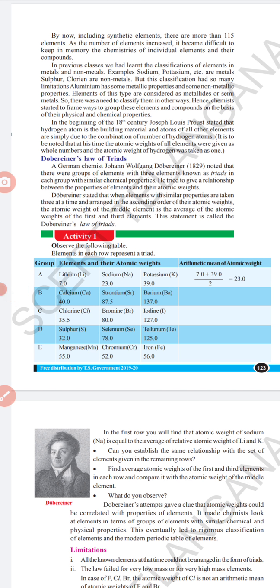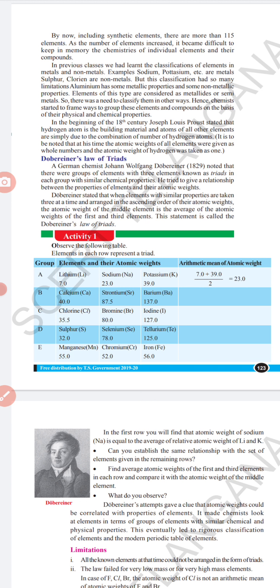So these are groups A, B, C, D and E. Calculate the arithmetic mean of the atomic weights and compare it with the middle elements present in all these groups, A, B, C, D and E, and the remaining C, D and E. Calculate the arithmetic mean of the atomic weights and write it in the comment box. Okay, I will check how many of you got the correct answer.